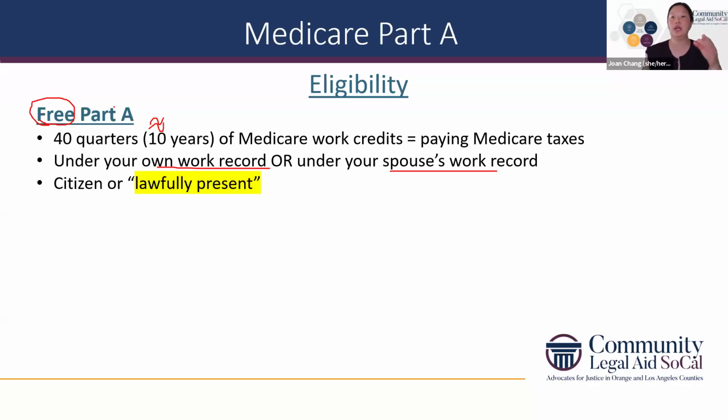So for those who paid into the Medicare system and you have enough work credits, you got the 40 credits, you've worked at least 10 years, and paid into the Medicare pot, you will be eligible for free Medicare Part A. However, immigration status does matter. You have to be either a US citizen or lawfully present. And we're going to talk about exactly what lawfully present means in a minute. Okay, so again, you don't have to memorize all this.